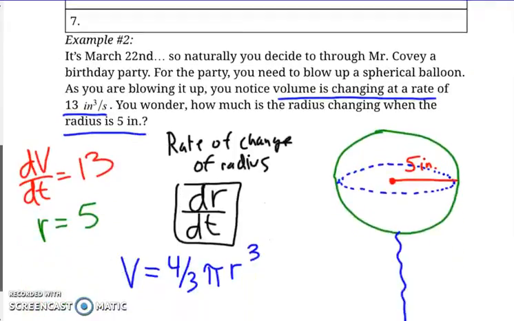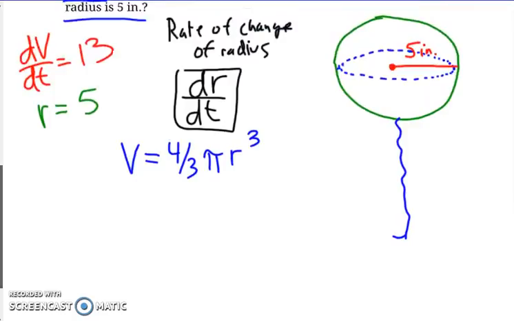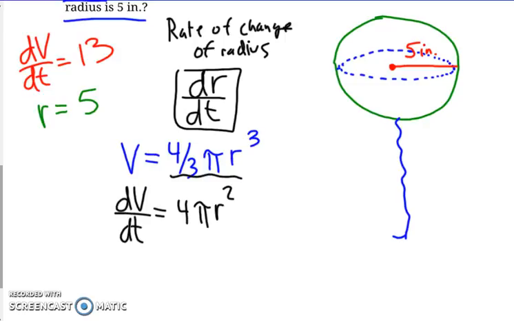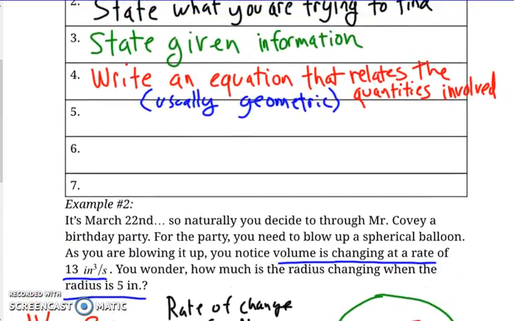Okay? So once you set up that equation, again, we have not subbed anything in yet. What we need to do now is differentiate with respect to time. So the derivative of V is just 1, but we need to add a dV/dt because we are differentiating with respect to time. The derivative of this will bring down the 3, so it'll just be 4 pi r squared, but we need to add a dr/dt. Okay, so going back up to our steps, our next step is to differentiate with respect to time.